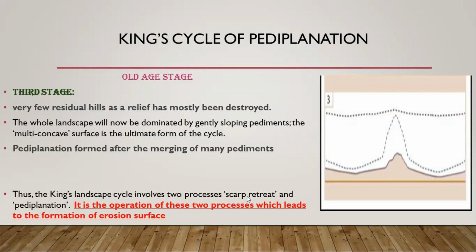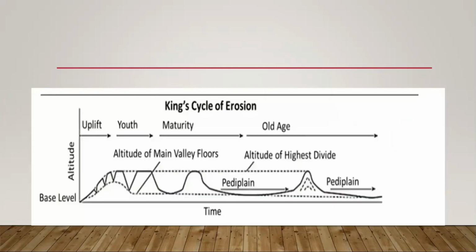The first, we have seen, is scarp retreat, that is, parallel retreat, and now we have seen the process of pediplanation. So it is the operation of these two processes which leads to the formation of the erosion surface. So this is in very gist. You see, first there is an uplift. After the uplift occurs, then we find crustal stability. Then there is no more uplift. Then we find crustal stability.